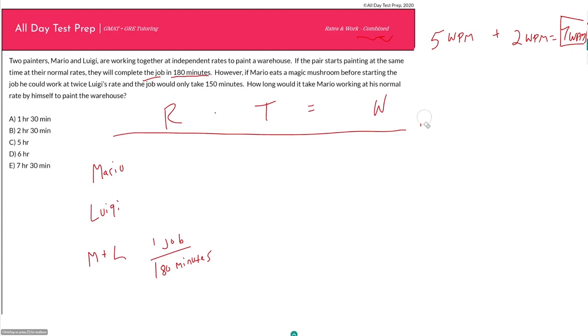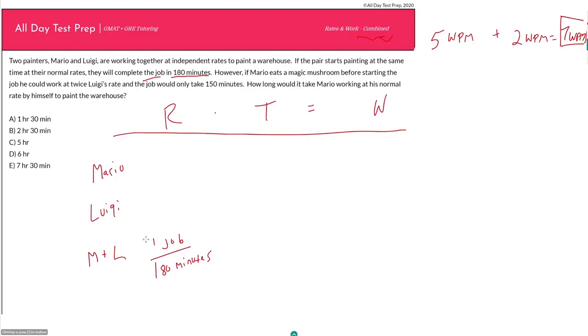And so if you could think of this as a time, but I would say I prefer to think of it as a rate because that rate stays the same. Then they say, however, if Mario eats a magic mushroom, he can work at twice Luigi's rate and the job would only take 150 minutes.